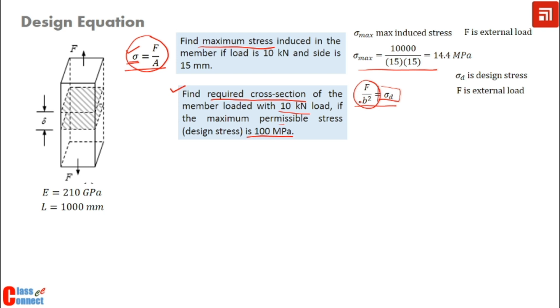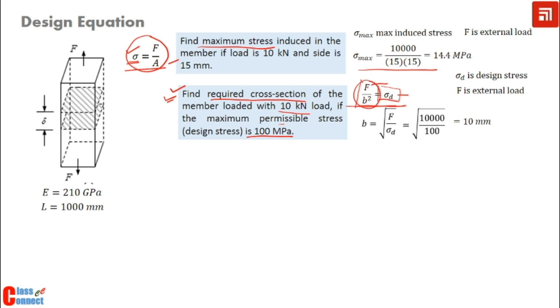So F over B square is nothing but F over A, that is sigma. So this value is the induced stress, and this is the design stress, and F is the external load. We use this concept and find out the value of B, that is in this case 10 mm. So comparing this equation and this equation, we can now see for design, because in design we have to evaluate some dimensions.